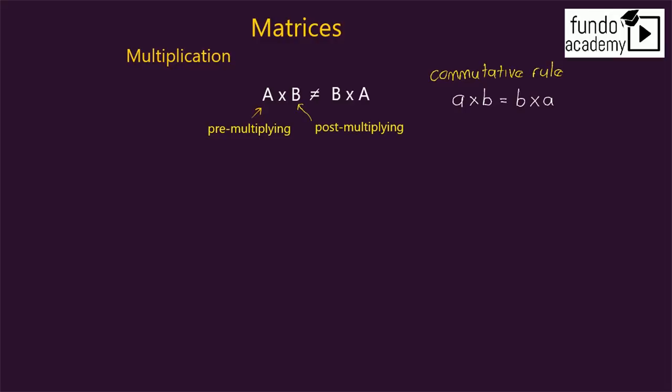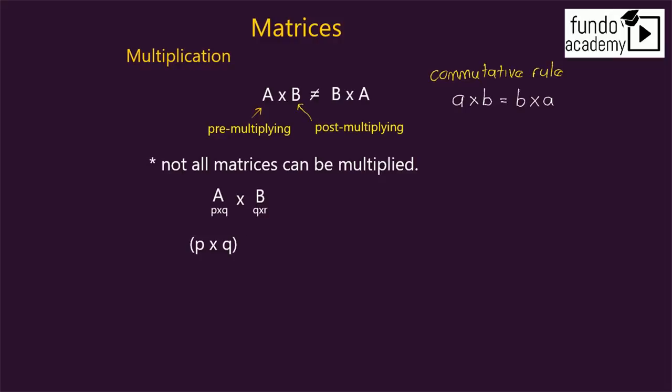You also need to know that not all matrices can be multiplied. Say you have matrix A, where A has the order P by Q, so A is a P by Q matrix, and it's multiplying matrix B, where the order of B is Q by R. To determine if these two matrices can be multiplied, you check their order.